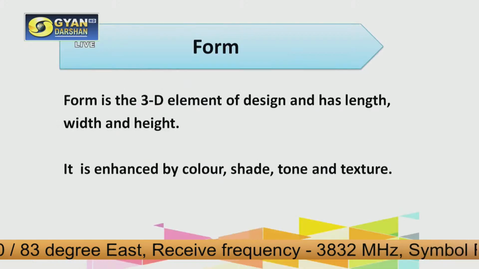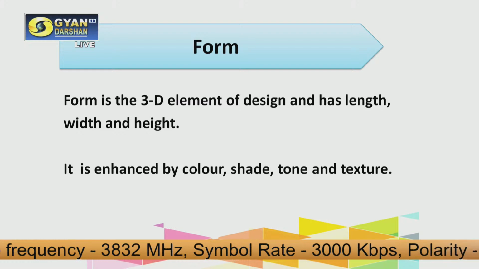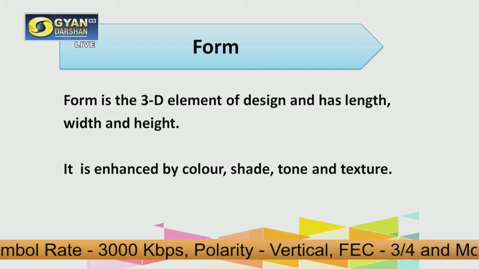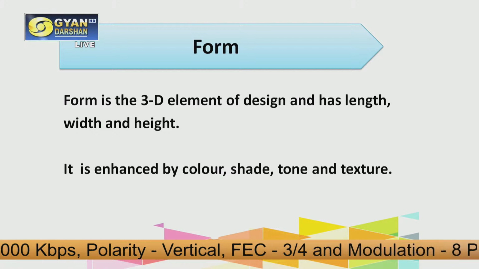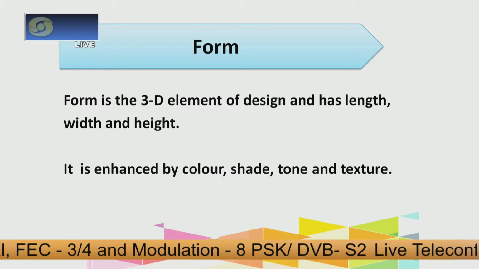Now coming to the second element of design, that is form. Form is the 3D element of design and has length, width and height. Also, it is enhanced by color, shade, tone and texture. So till now we were talking about shape. When we said shape, I mentioned that it is a 2D design. मतलब वो एक flat surface पे होता है और उसका सिर्फ length या width होगा. When it comes to form, it's a 3D structure.